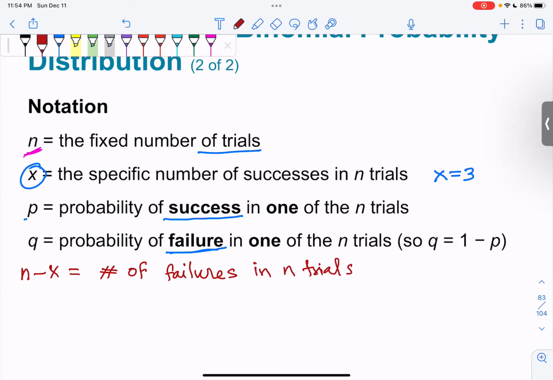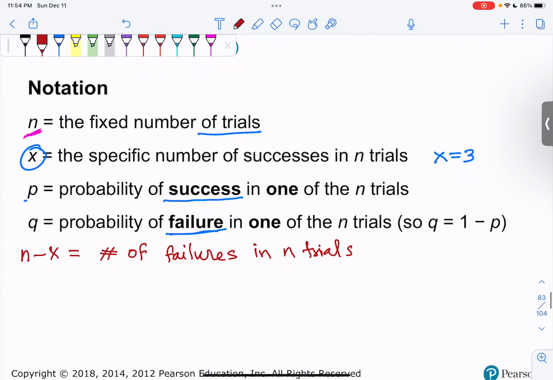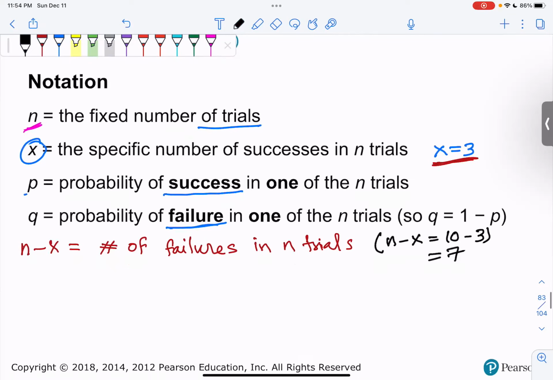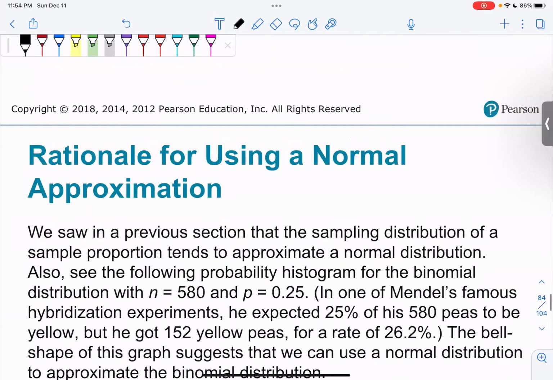Number of failures in 10 trials. In our example, it will be the number of failures. So if we got x equal to 3, then the number of failures will be n minus x, which is 10 minus 3, so we got 7 failures. That is, we got 7 tails out of 10.